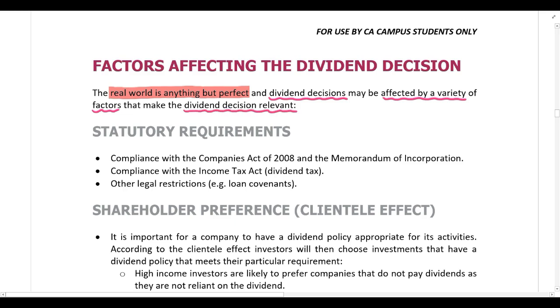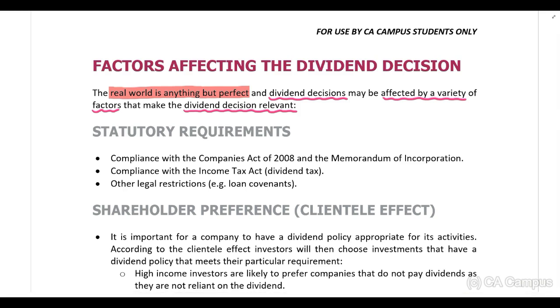So in the real world, the dividend decision is not irrelevant because in the real world, we are not dealing with a perfect market. In the real world, we are dealing with an imperfect market, and certain things will affect the dividend decision. So the dividend decision is actually relevant in the real world. So what are factors that affect the dividend decision in the real world?